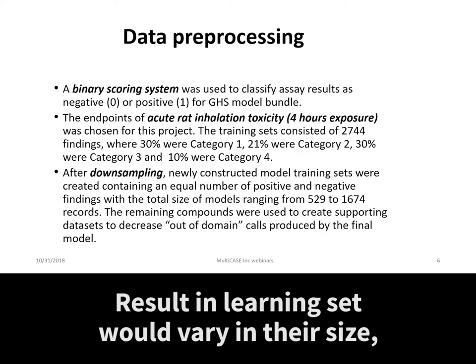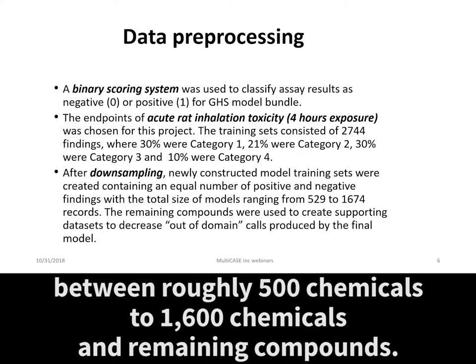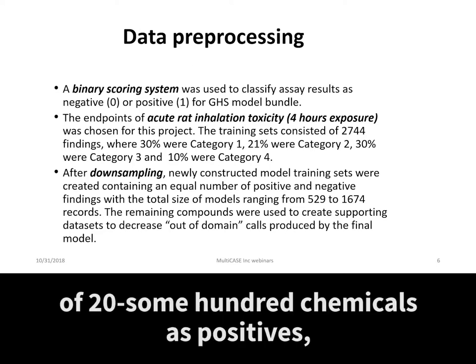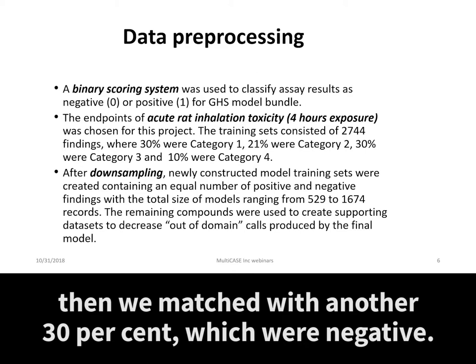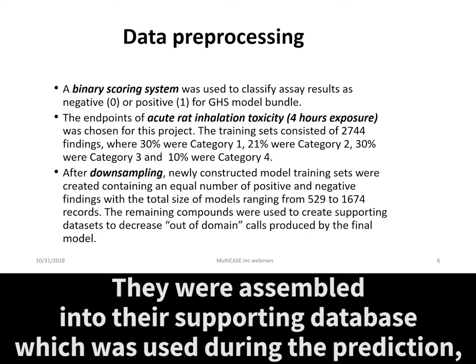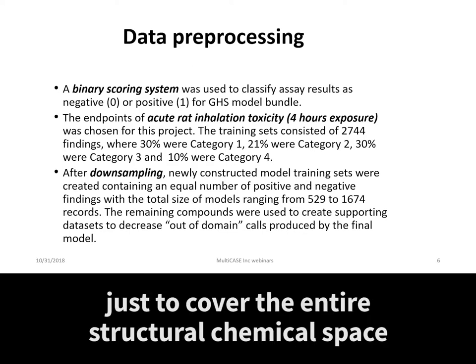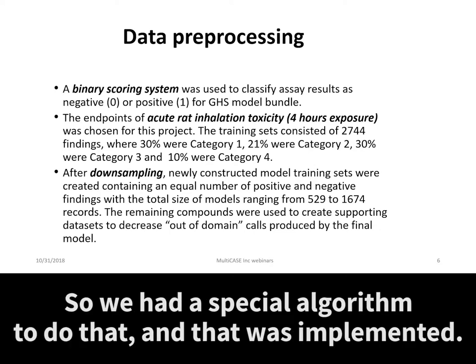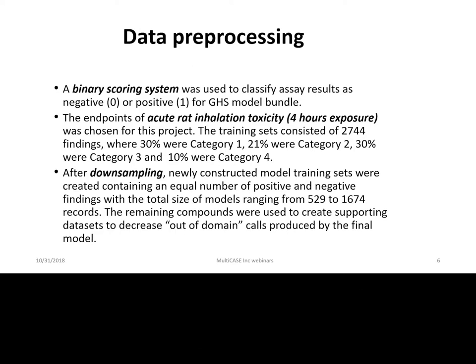The resulting learning sets would vary in their size between roughly 500 chemicals to 1600 chemicals. And the remaining compounds, that's important, we did not throw them away. So when we did the category 1 model and we used 30% of 2700 chemicals as positives, then we matched with another 30%, which were negative. The question is, what happened with the other 40% of chemicals? They were not thrown away. They were assembled into a supporting database, which was used during the prediction just to cover the entire structural space, chemical space, which was reflected by this learning set. So we had a special algorithm to do that, and that was implemented.